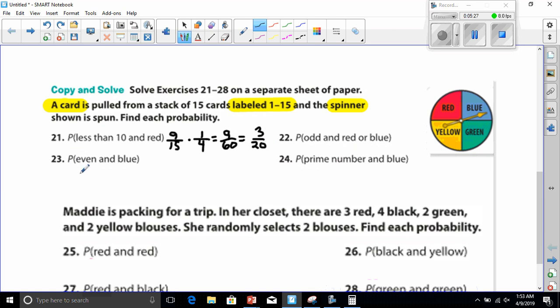Let's try number 23 next. Even and blue. Okay, so even number 1 through 15 is going to be 2, 4, 6, 8, 10, 12, and then 14. That's 1, 2, 3, 4, 5, 6, 7 numbers. 7 out of 15. Next it says blue, and once again blue is just 1 out of 4 colors. And when we go to multiply, we see that we have 7 over 60. 7 doesn't go into 60, so I believe this is going to be our answer.